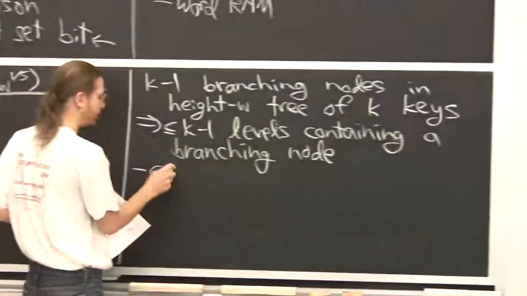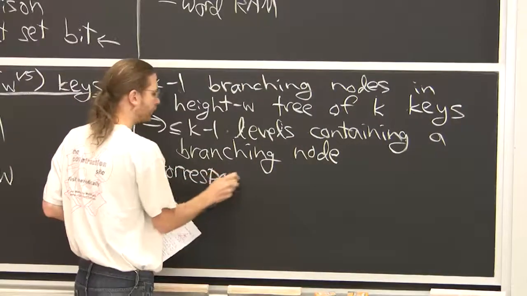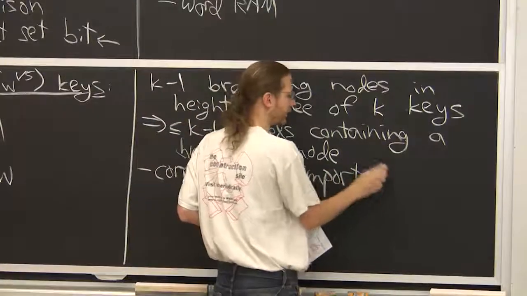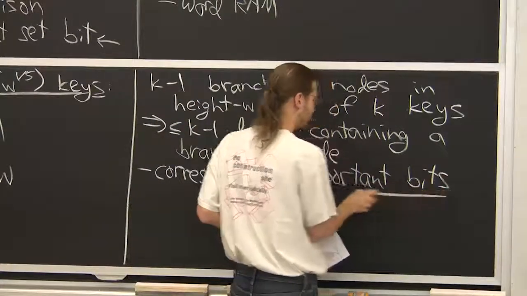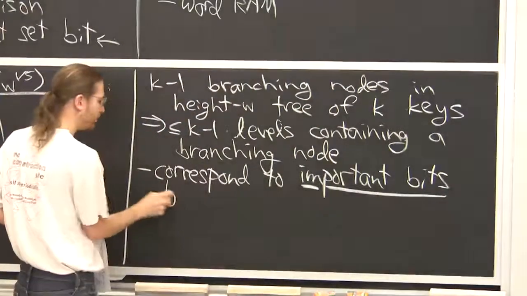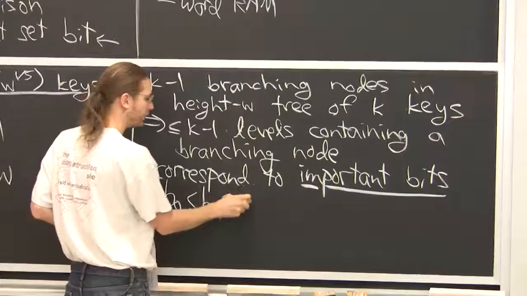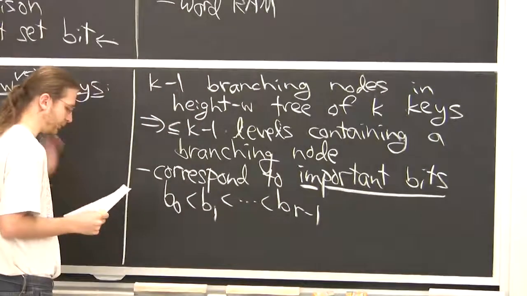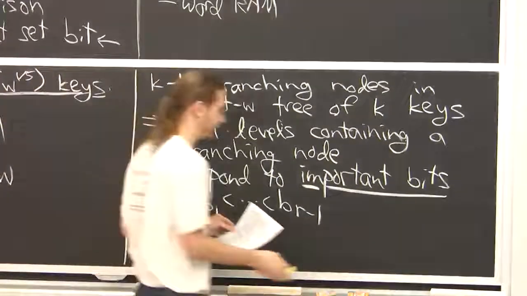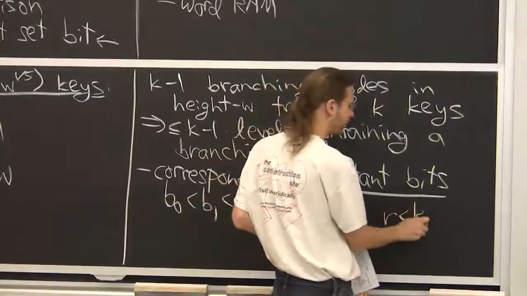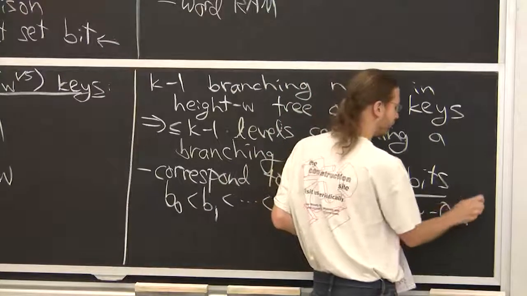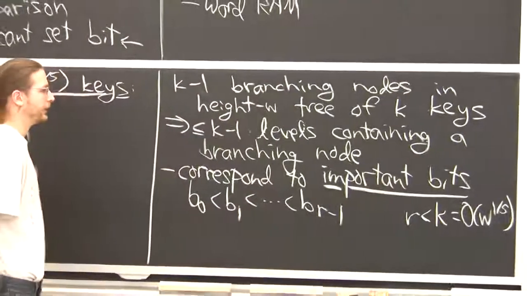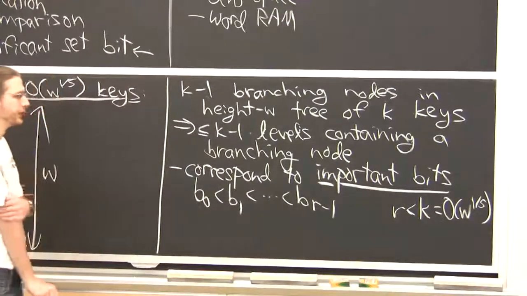So these levels correspond to important bits. That's the definition. And we're going to give these bits a name, B0, B1, up to B(R minus 1). Those are bit indices saying which bits we care about. And we know that R is less than K, and K is order w to the 1/5. So there are only w to the 1/5 important bits overall among these K keys.